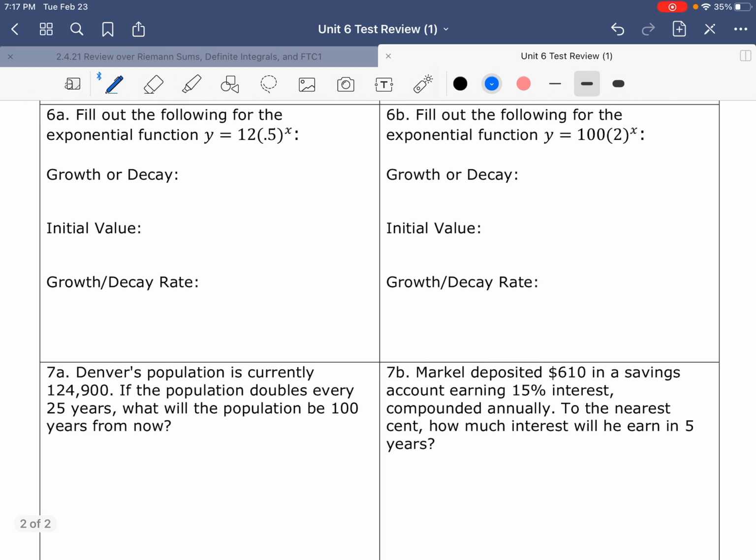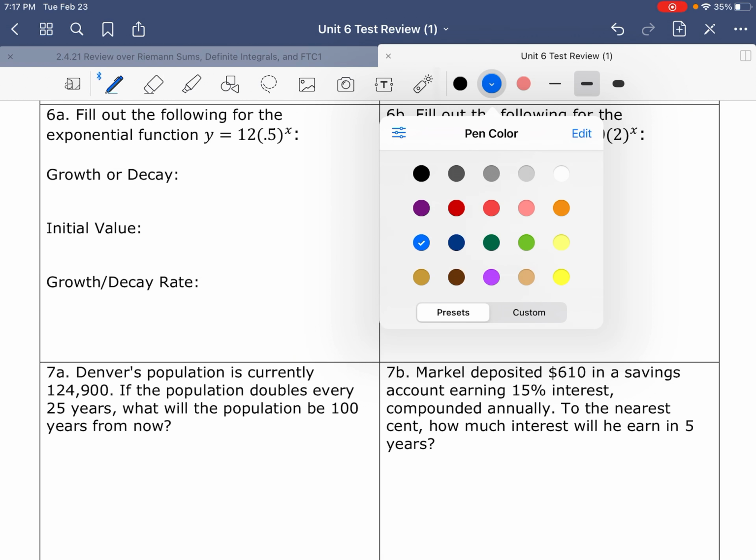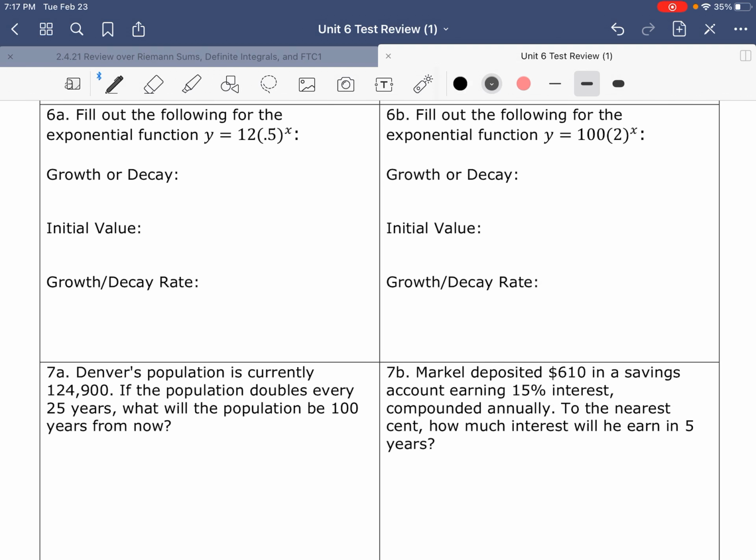Okay, 6A, we're trying to see, filling in this information for the equation given to us. The first thing it's asking us is, is it growth or is it decay? So that's when we need to look at the b value here. So the growth or decay factor is going to be 0.5. And we learned that if it is in between 0 and 1, then it has to be decay. So since 0.5 is in between 0 and 1, this function is going to be a decay function.